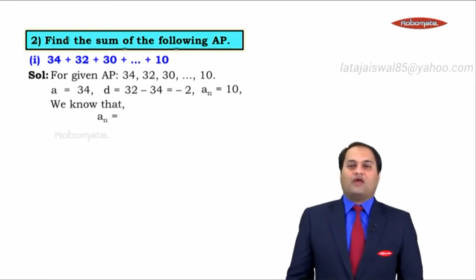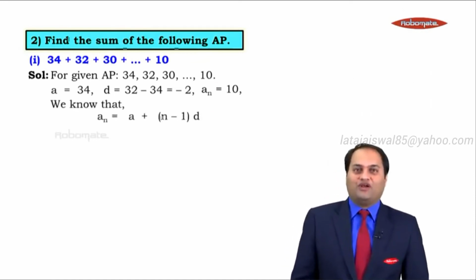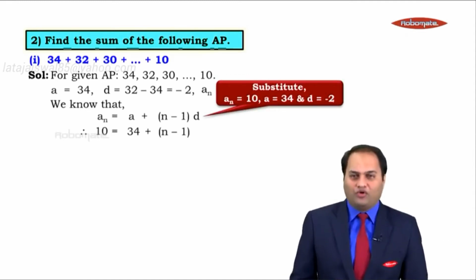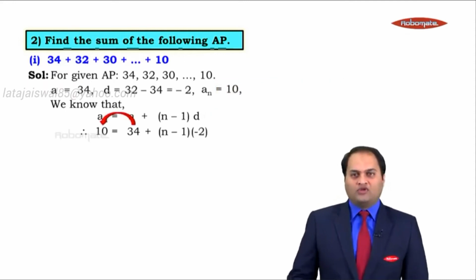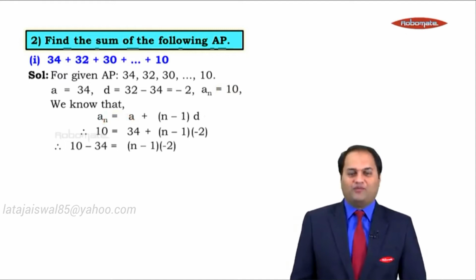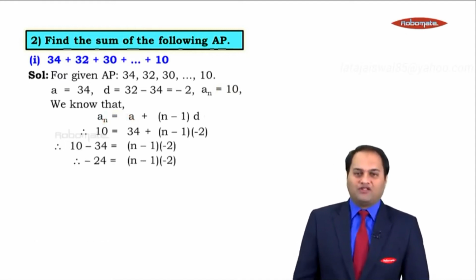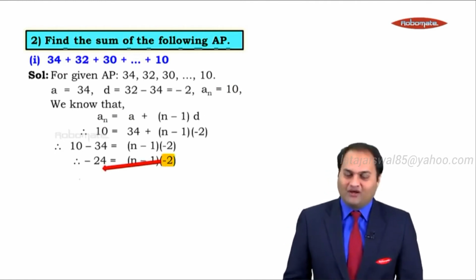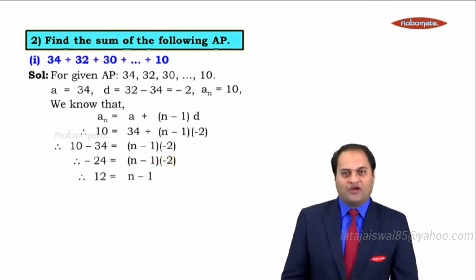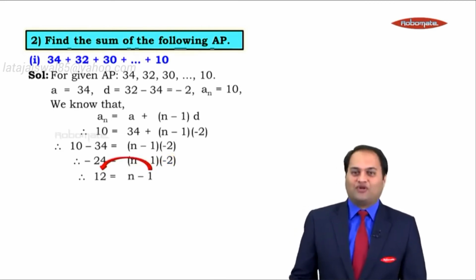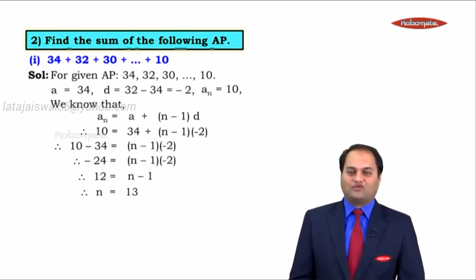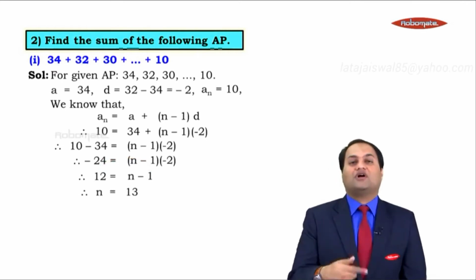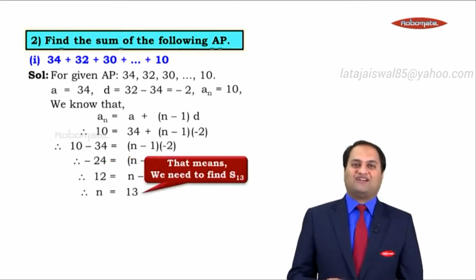Let's do it. AN is equal to A plus N minus 1 into D. AN is 10, A is 34, N we don't know, and D is minus 2. So we get 10 minus 34 is equal to N minus 1 into minus 2. We get minus 24 is equal to N minus 1 into minus 2. Minus 2 goes to the denominator. Minus 24 upon minus 2 is plus 12 is equal to N minus 1. Minus 1 goes to the other side. You get N is equal to 12 plus 1. So N is equal to 13. In simple terms, we need to find the sum of 13 terms. That is, we are supposed to find S13.